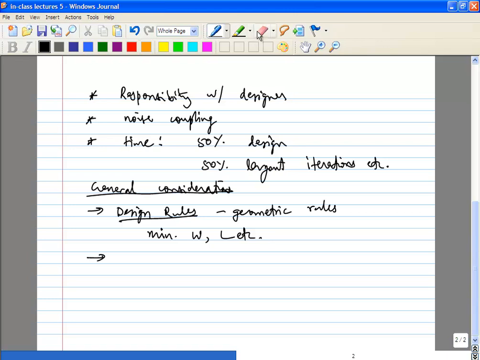So when you do design rules, you go through something called a DRC, or design rule check. Okay, it's an automated process where you do the layout, you apply the design rule check on it, and it basically tells you what all things are wrong. It will flag them. Okay, that's pretty straightforward.